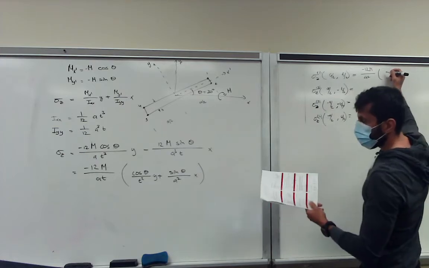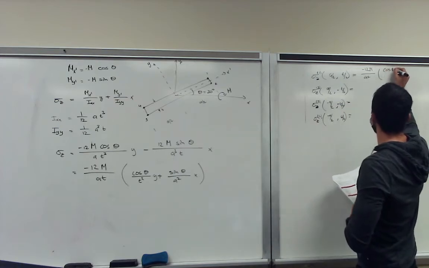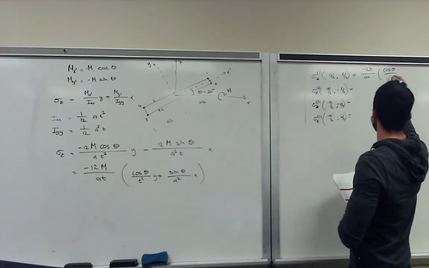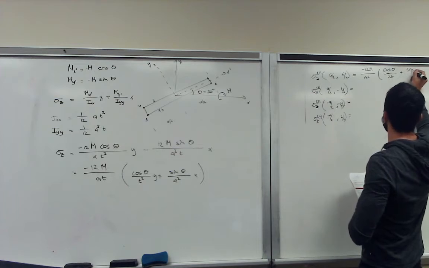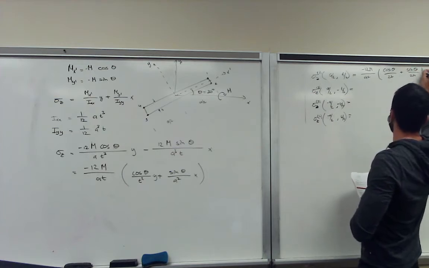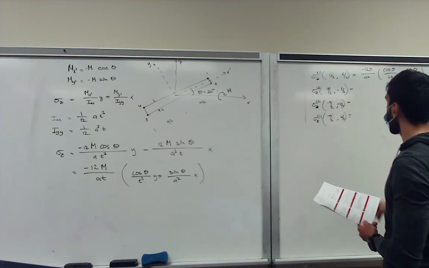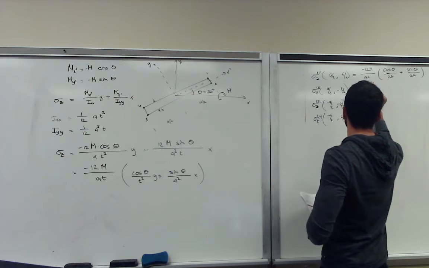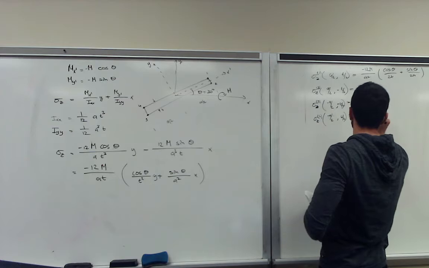Okay. Cosine theta, y is t over 2. So this 1t drops, so 2t, plus sine theta, and then we get 2a. Minus 12m. Get all this. It's the same.